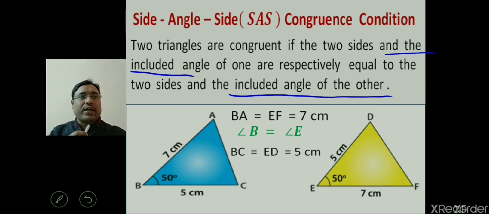And these two angles, B and E, you can see in both triangles that they are included between the two equal sides. They are included between the two equal sides. So that's why you can say that it is the side angle side congruence condition. Okay, now I hope this point is clear to you all.